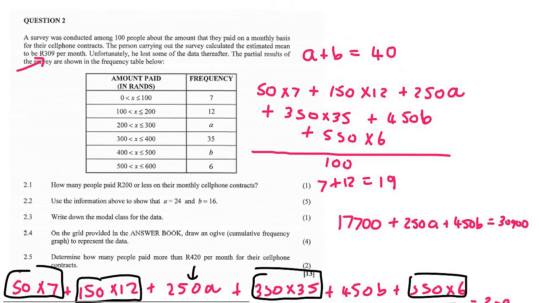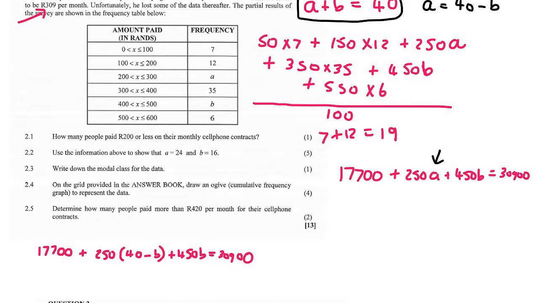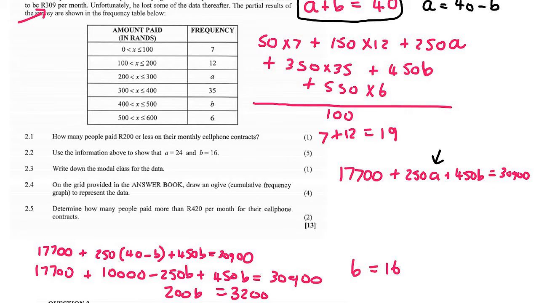Then we can take our equation that we developed earlier and get a or b alone. It doesn't matter which way you do it. I'm going to get a by itself, and that's 40 minus b. I'm now going to plug that in here, so that's 17,700 plus 250 times (40 minus b) plus 450b equals 30,900. Then it's just a matter of solving, and we find that b is equal to 16. Plugging that b value back in, you find that a is 24.